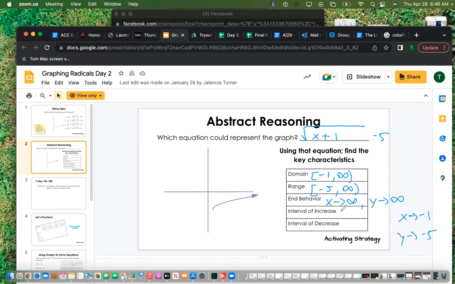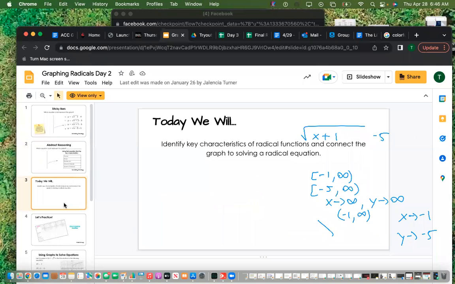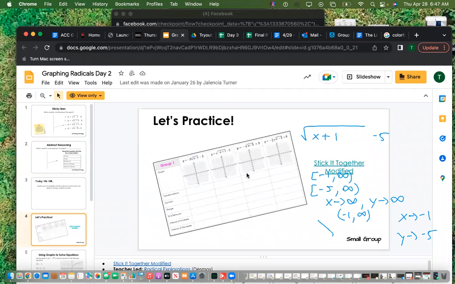It's only increasing. So we're going to say that it's increasing from -1 to positive infinity, or you could say from negative infinity to positive infinity. That's okay. And we're not going to have a level of decrease. So today, we're going to identify key characteristics of radical functions and connect the graph to solve a radical equation. So you're going to complete this document.